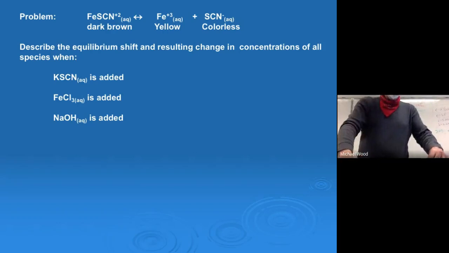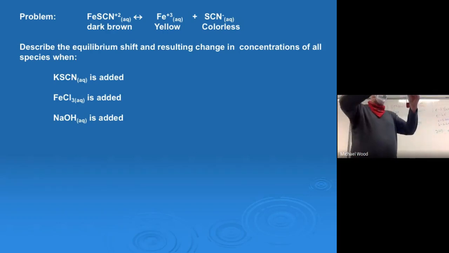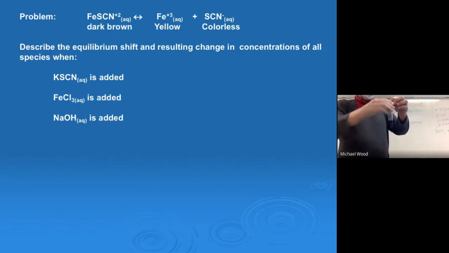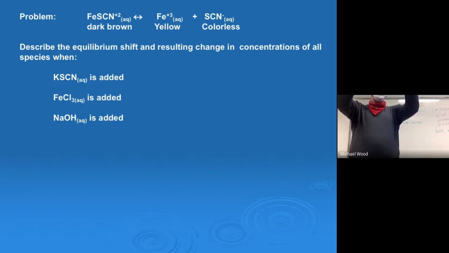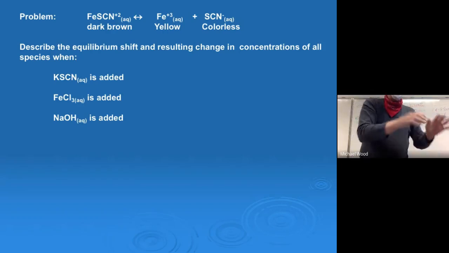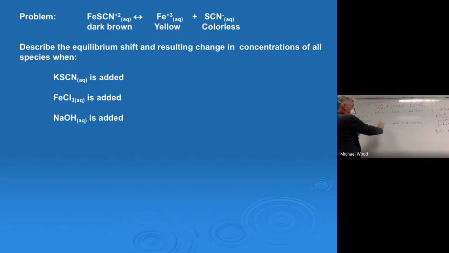So I'm going to add some more of the same thing, the KSCN. Okay, and if I hold this up, did it get darker in color? It did. This is LeChatelier's principle. And again, LeChatelier was a French chemist a couple hundred years ago, and he used his principles to make things that he could use for profit. Okay, so KSCN is added. It causes a shift to the right. It got darker in color.